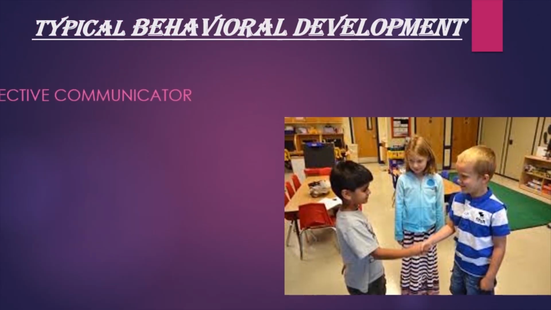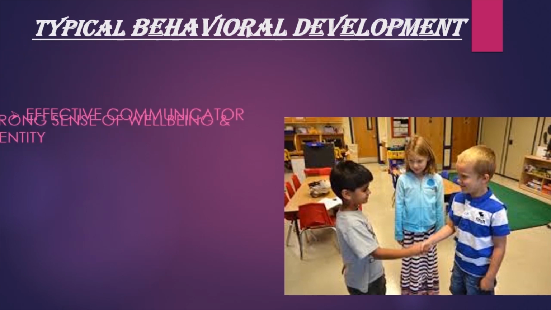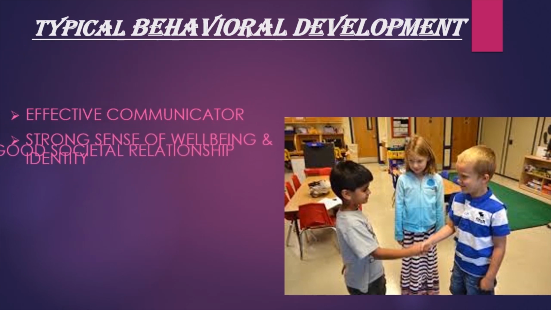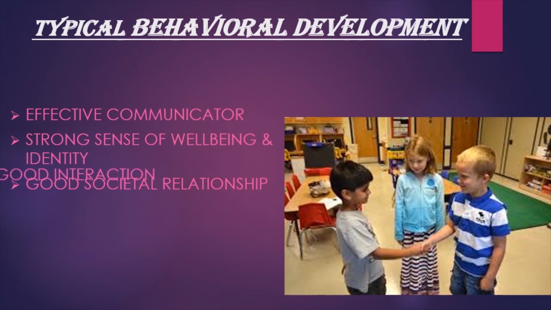So some basic points of how exactly you identify a child with good behavior is, first thing is they should be an effective communicator. Second, they should have a strong sense of well-being and identity. Third thing, they should have a good relationship with society. And fourth one is that they should have good social interaction also. So this is basically called a typical behavioral development.